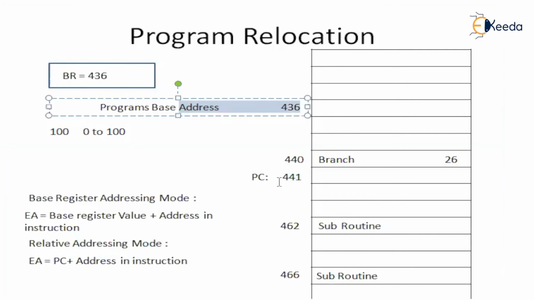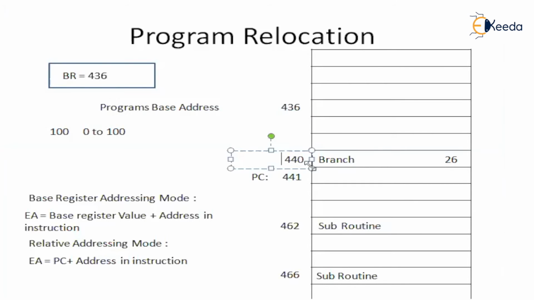Now, this is the 5th instruction of the program. In the 5th instruction, you want to make a branch to the 26th instruction. What is this 26th instruction? This is the 26th instruction within your program. You want to branch to the 26th instruction within your program.